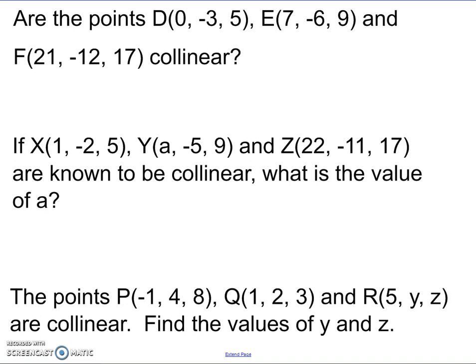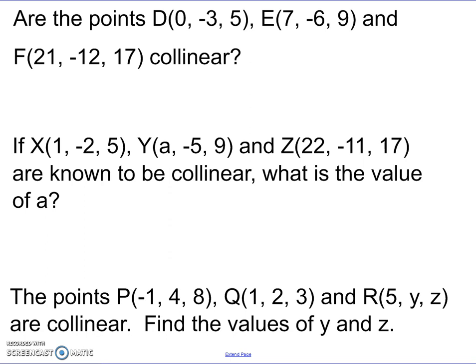First one is, I've given you 3 points, D, E and F. I want you to prove that they are collinear or not. Tell me what you know. Second one, if X, Y and Z are known to be collinear, there's a missing variable in Y, i.e. the X direction has a variable A. What is the value of this?